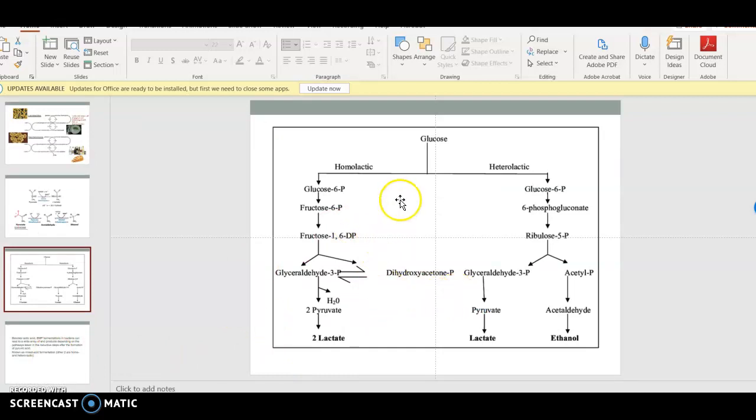Okay, this is the example of the reaction that is happening. The first one is in homolactic bacteria. Okay, just produce lactate, and the second one is heterolactic bacteria that can produce ethanol on top of lactic acid.